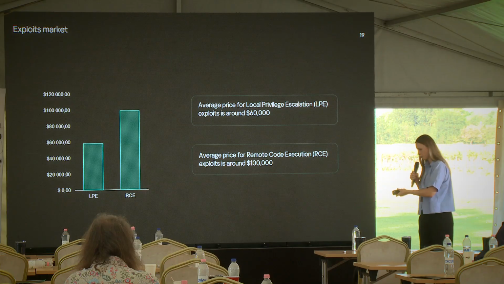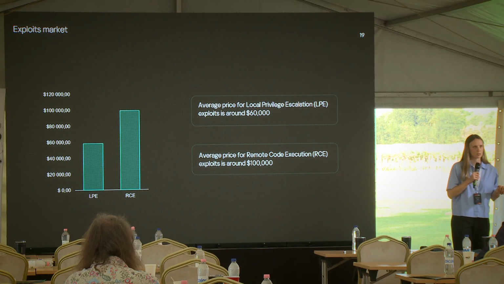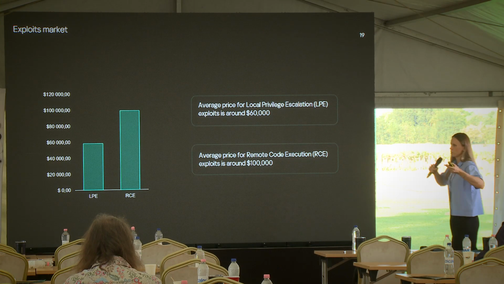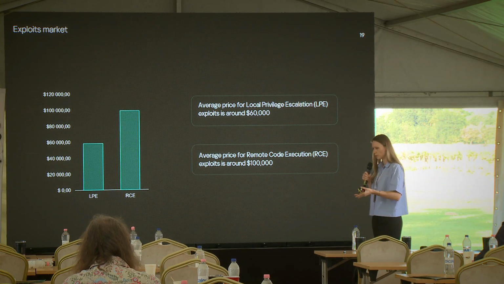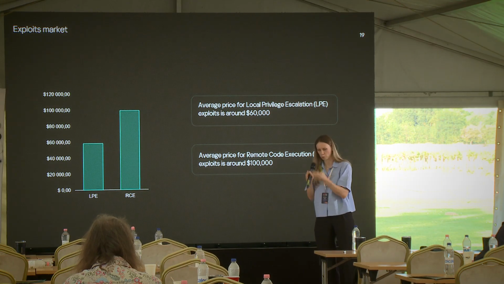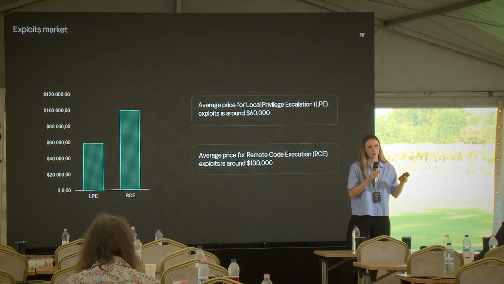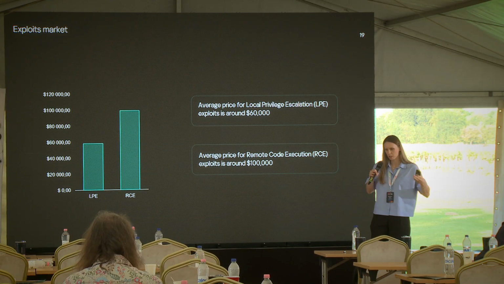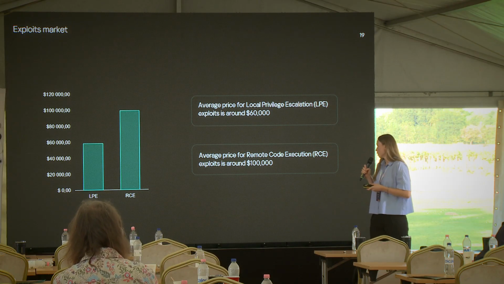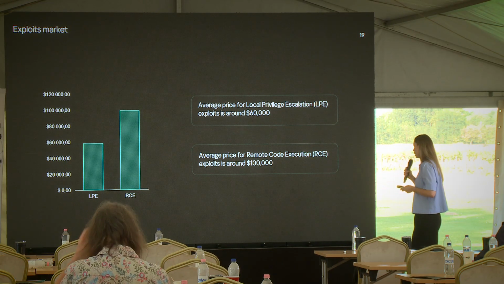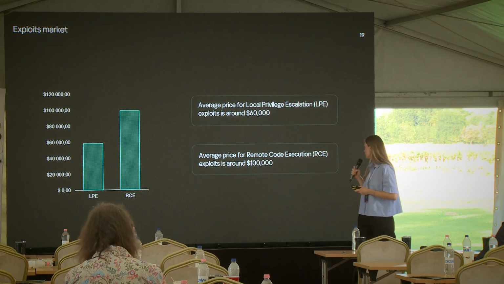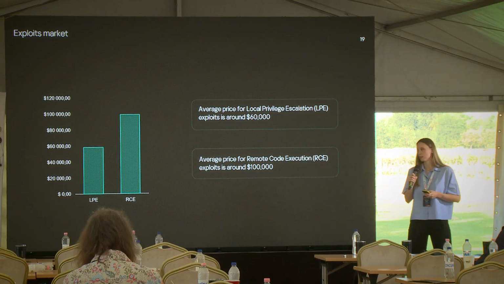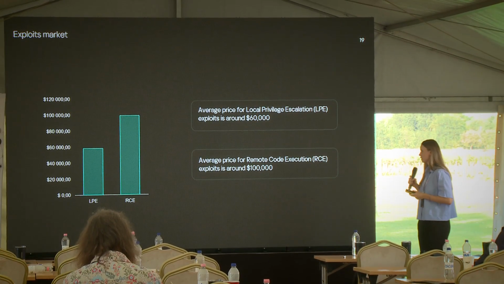We have calculated them, and here you see the statistics for 2 types of exploits offered on the dark web, the most interesting and most useful ones for cybercriminals. The first one is remote code execution, and the second one is local privilege escalation, or just a combination of them, which is the only thing they need. The average price for an RCE vulnerability is just around $100,000, and local privilege escalation is a bit cheaper.